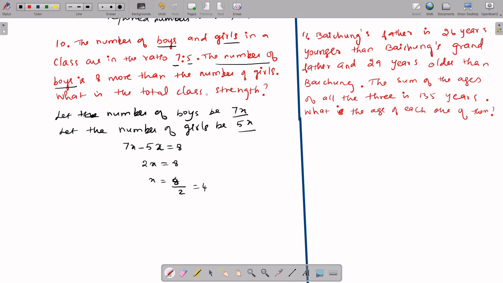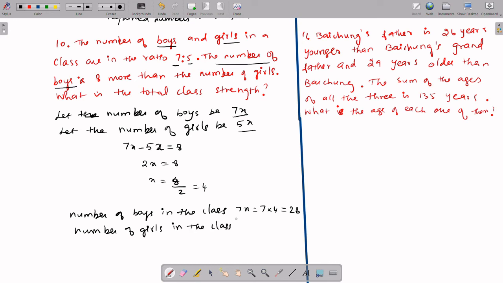So first we have to calculate the number of boys in the class. The number of boys in the class is 7x, which is equal to 7 into 4, so 28. In the same way, the number of girls in the class is 5x, that is 5 into 4, which is equal to 20.